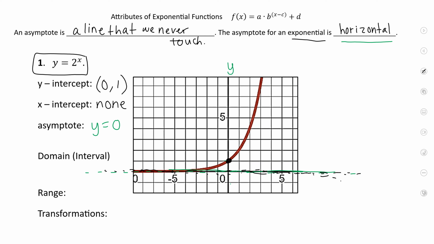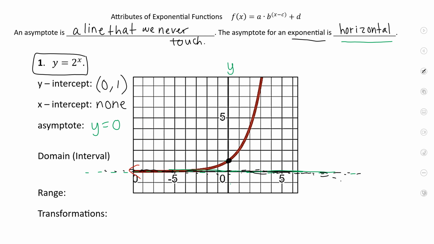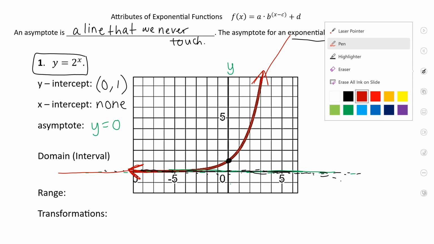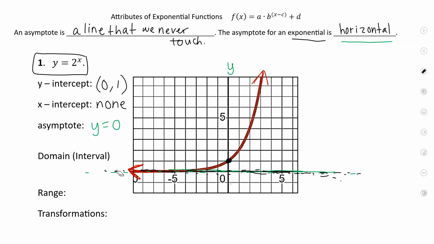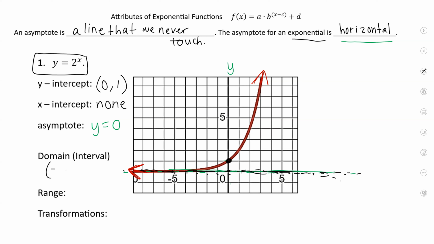Okay, the domain. You always read the domain from the left to the right. So draw arrows. Here's an arrow on this part of your graph, and here's an arrow on this part of your graph. It will go forever left, and it'll go forever to the right. So guys, your answer for all of these questions will be all real numbers. So I'm going to put negative infinity to infinity. It will always be that.